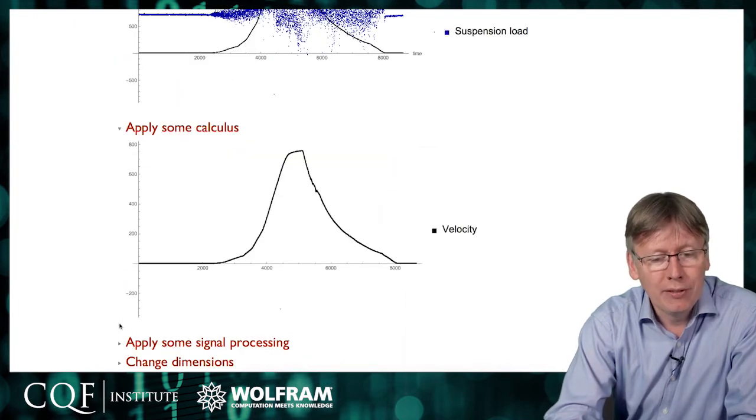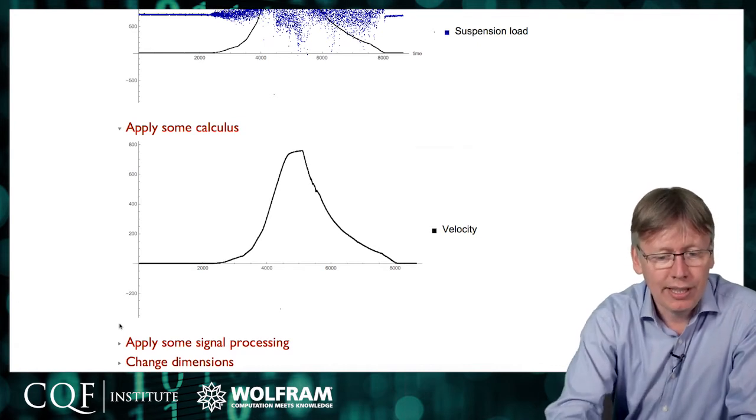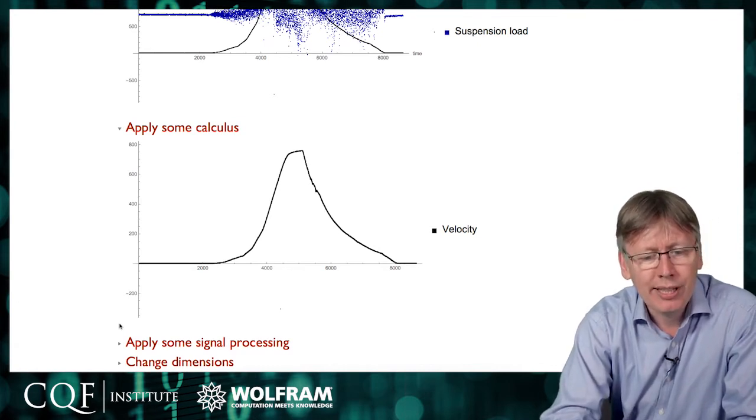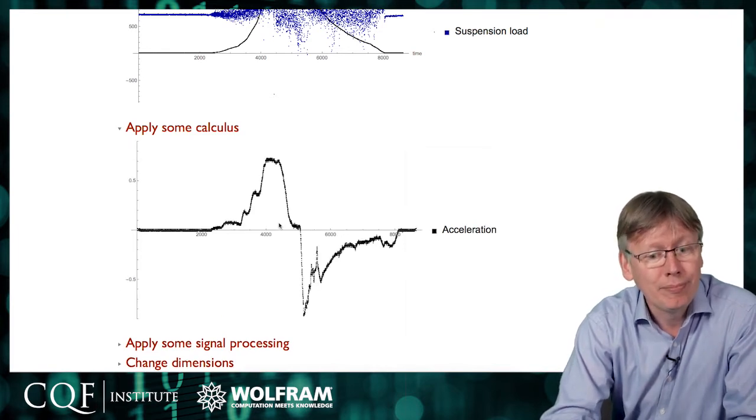So one fairly simple bit of computation, we can apply some calculus. We've got the velocity there, but if we change that into the rate of change, we've got the acceleration. And immediately you can start seeing interesting features popping out, that there are these stepwise changes in acceleration, an easing off, and then a massive shift here.